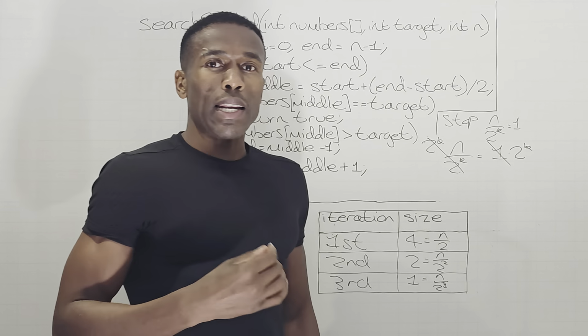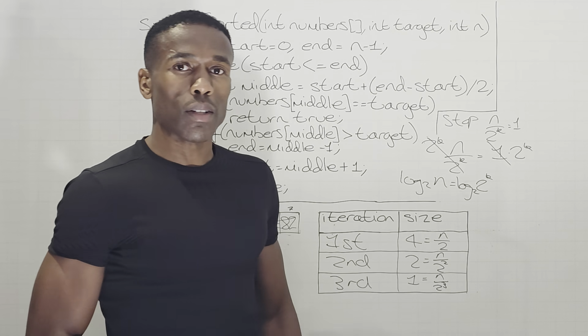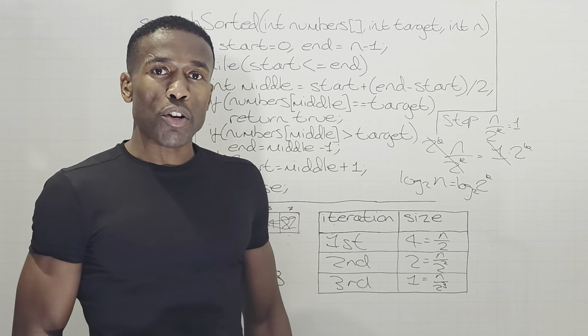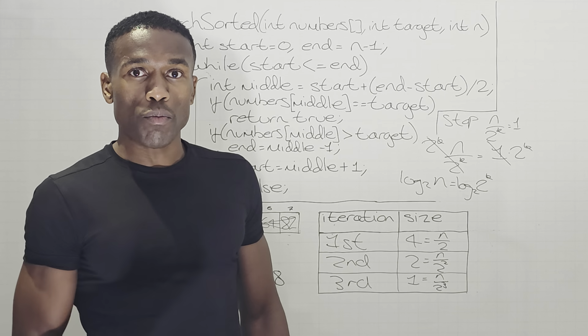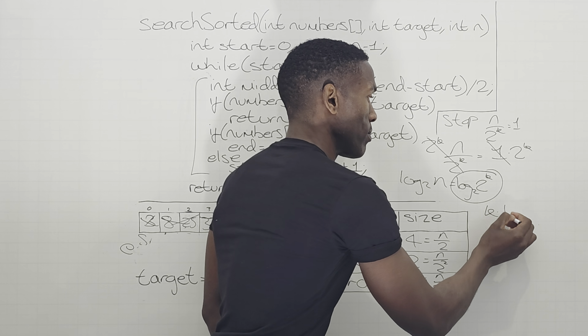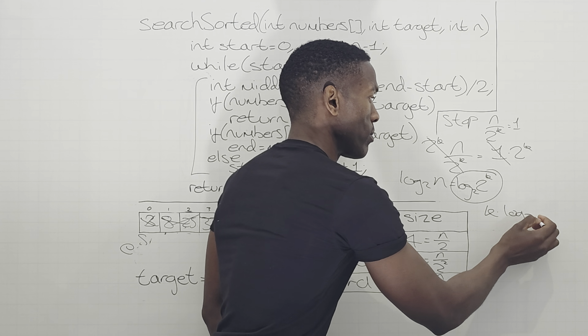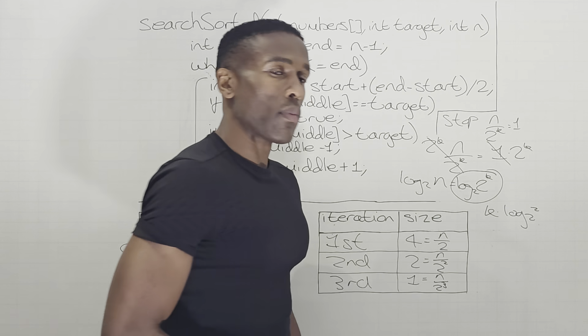Now, here, K is an exponent. Therefore, to solve for K, we need to take the logarithm of both sides. So let's do that. Now, using exponent rules, or logarithm rules, we can rewrite this portion here as follows. Right, K times log base 2 of 2.